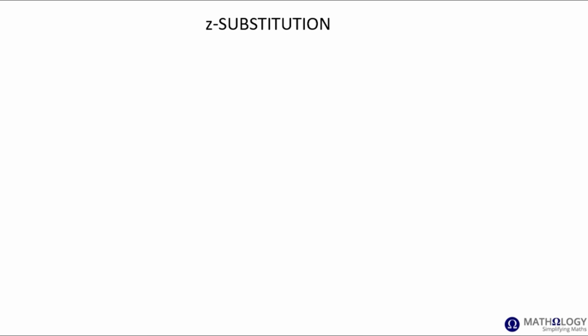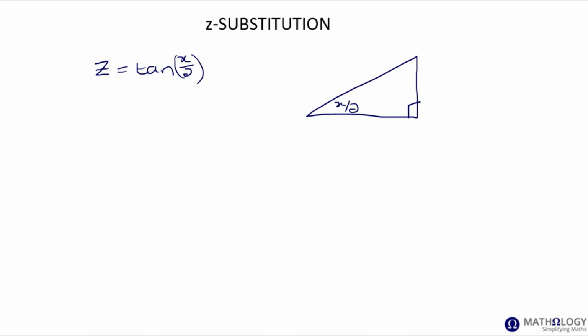Z substitution involves the substitution z equals tan x over 2. So this involves the double angle formulae for sine x and cos x. So if we draw a right angle triangle, angle is x over 2, tan is opposite over adjacent, so it's z over 1, and the hypotenuse will be root 1 plus z squared.